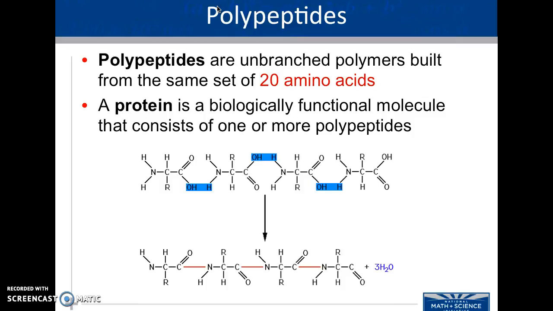Polypeptides are branched polymers built from the same set of 20 amino acids, and so we go from our monomer, which is amino acids, to polypeptides, which is going to be long chains of amino acids, to the actual protein, which is the biological functional molecule that consists of more than one polypeptide.